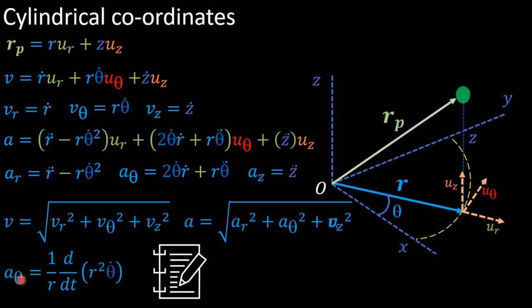And again we can say a sub theta is 1 over r times d by dt of r squared times theta dot. Okay, so we can still write this for a sub theta. So make sure you write all of this down, as we will be using this later on.